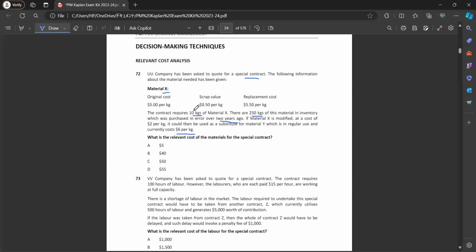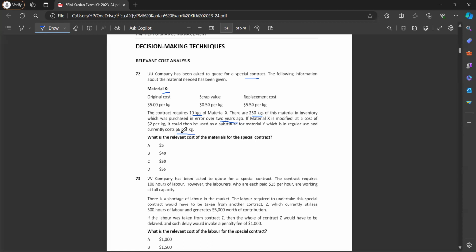Now, by using these 10 kgs for this special contract, they will forego the chance of using this 10 kgs of material X as a substitute for material Y. So they have to forego that. When they have to forego that, that will be called an opportunity cost. See, if they use it as a substitute for material Y, they will be saving $6 per kg. So that cost saving is foregone, because material Y can be purchased at $6 per kg, which now they would not be able to avail, they would not be able to save.